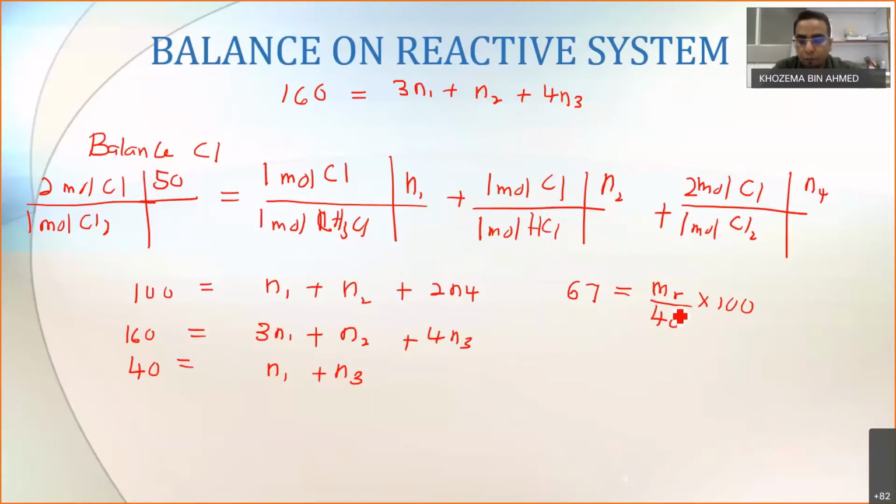And mole reacted here means that we have our initial mole, which is 40, minus whatever we have left in our system. So 67 is equal to 40 minus N3, over 40, times 100. So we can get the value of N3, which is actually the same value as just now, 13.2 mole.